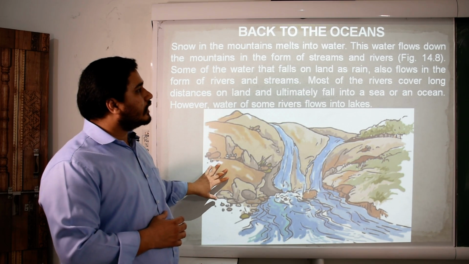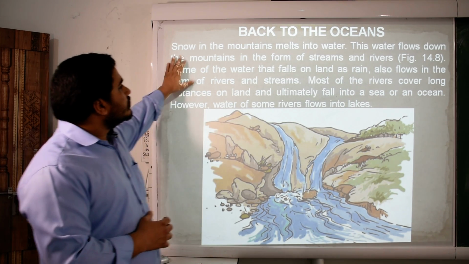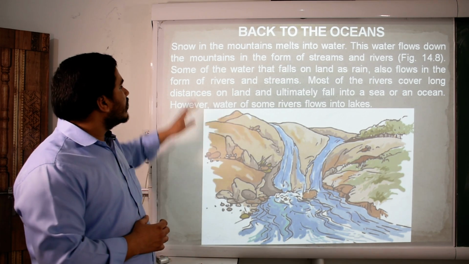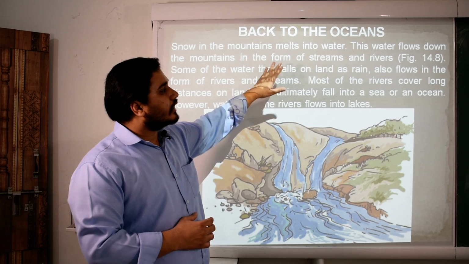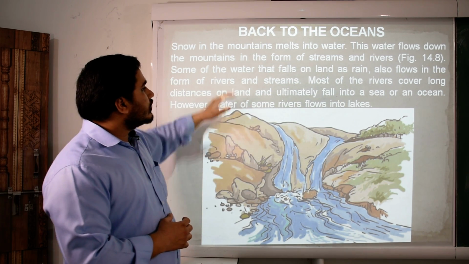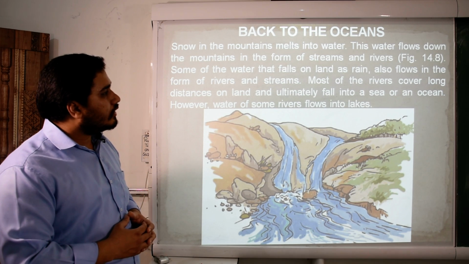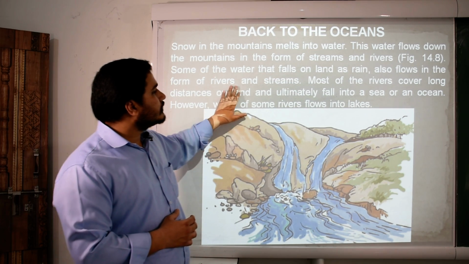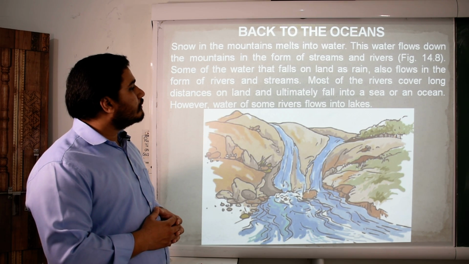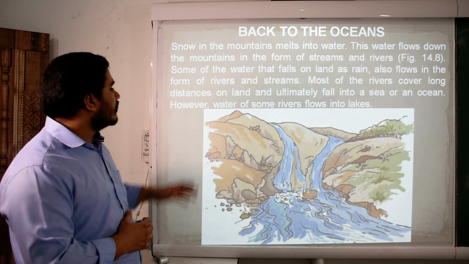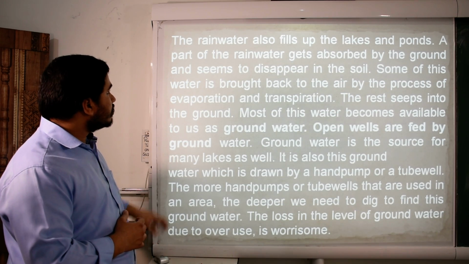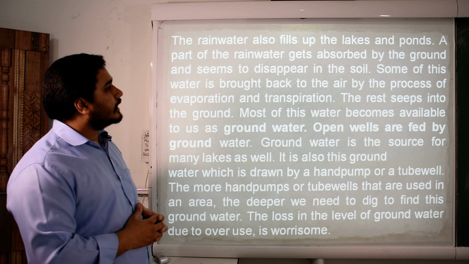Now this picture will give us much more of an idea. Snow in the mountains melts into water. This water flows down the mountains in the form of streams and rivers. Figure 14.8 in your book. Some of the water that falls on land as rain also flows in the form of rivers and streams. Most of the rivers cover long distances on land and ultimately fall into a sea or an ocean. However, water of some rivers flows into lakes. The rainwater also fills up the lakes and ponds.